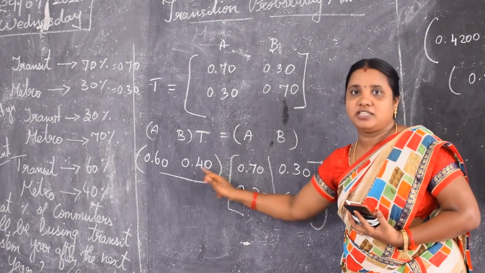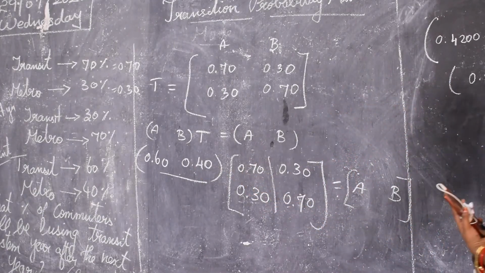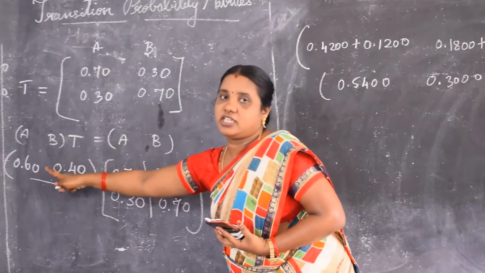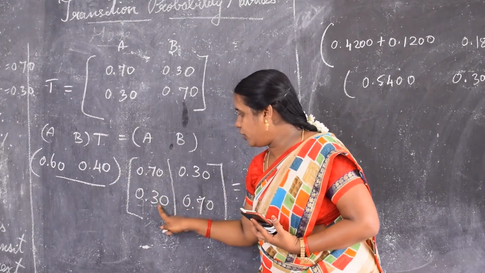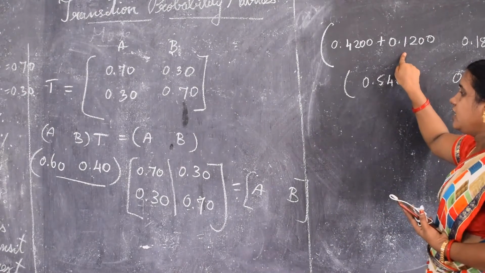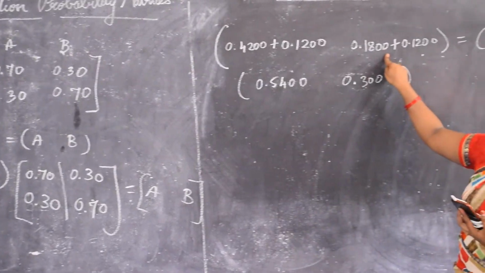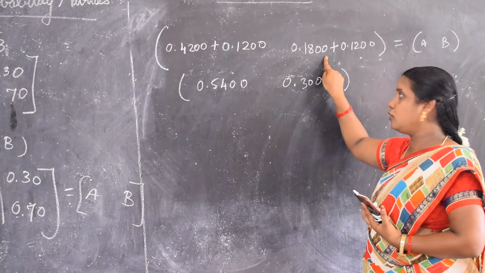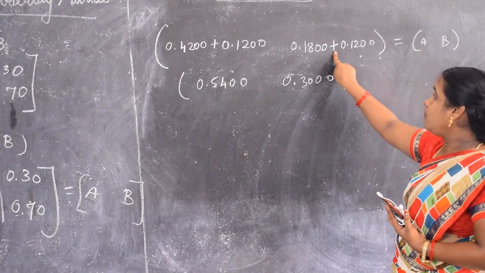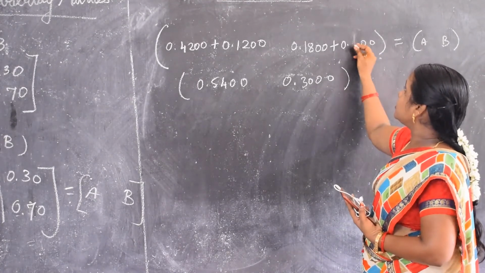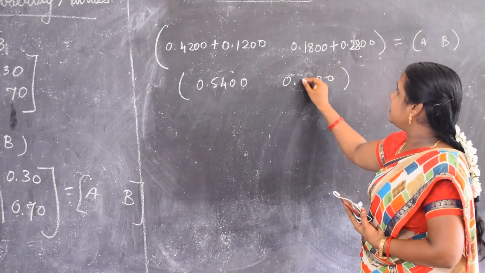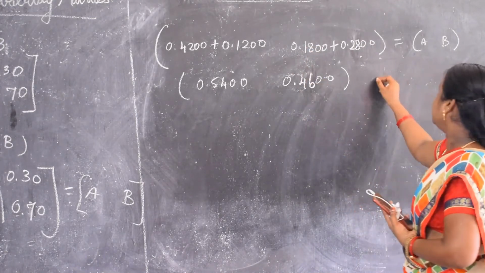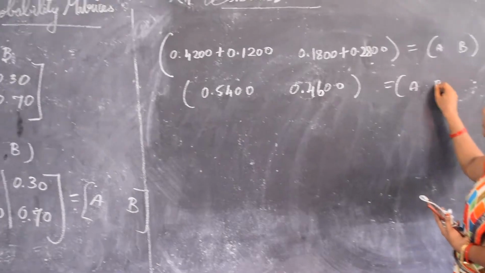Now you have to multiply both the matrices. Multiply, see what comes. 0.60 into 0.70 plus 0.40 into 0.30. Next is 0.60 into 0.30 plus 0.40 into 7, 4s are 28. Have you understood? So our answer is 0.46, which is equal to AB.